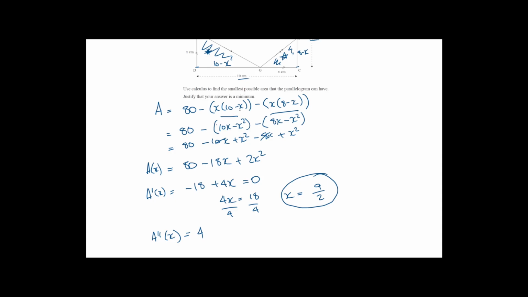So calculate the smallest possible area that the parallelogram can have. Okay, so we're going to go into this one here, and we're going to put in 9 over 2. So 80 minus 18 times 9 over 2 plus 2 times 9 over 2 squared. And I'm going to just go to my calculator and solve that.